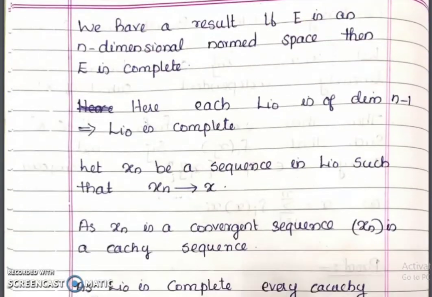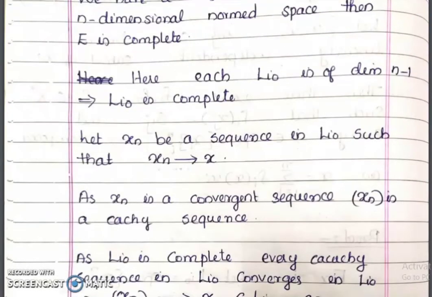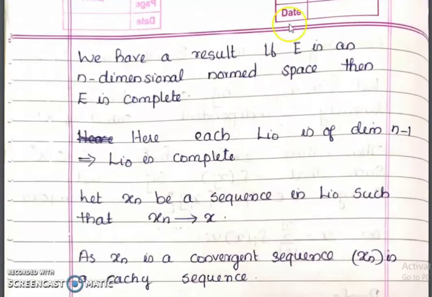Now, we have a result. This is one problem in the exercise. If E is an n-dimensional normed space, then E is complete. Now here the dimension of Li naught is n minus 1. Therefore, Li naught is complete. Now we are going to prove Li naught is closed.